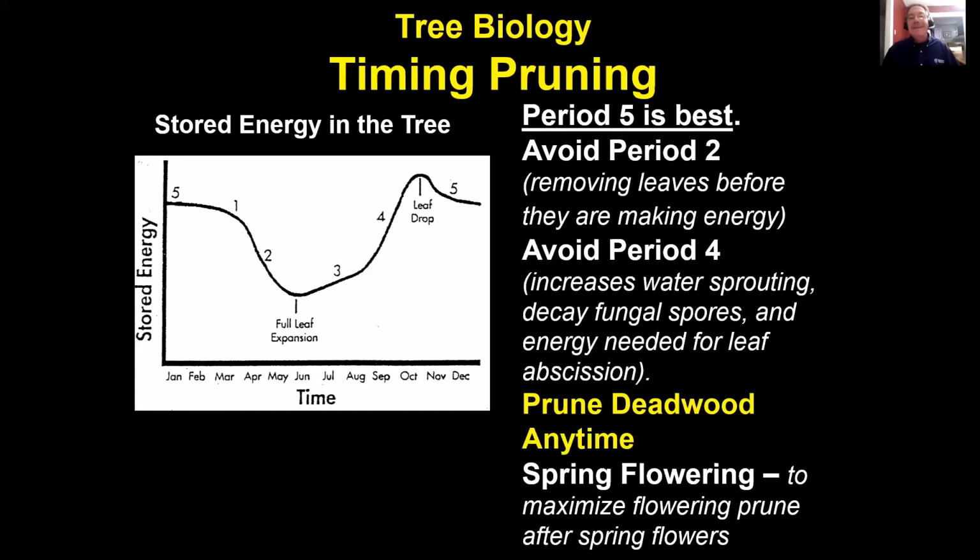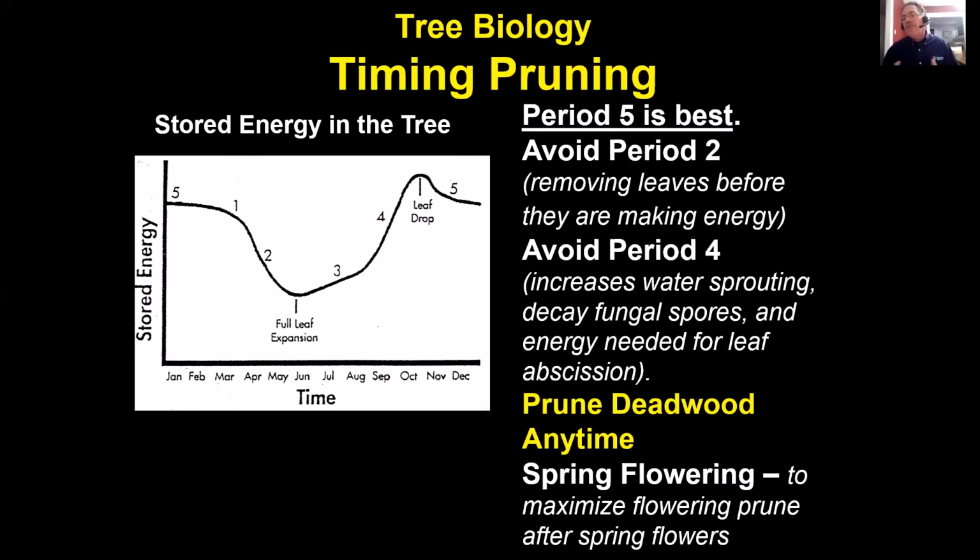Timing of pruning. Timing of pruning. Some people get worried about this sort of thing, and pruning during the dormant season, when they're out of leaf, is good from a health standpoint. It's not the only time to prune, but there's no fungal spores moving about, there's no insects. We can hopefully see the dead wood. We can see branch structure, certainly, because there's no leaves in the way. So period 5, which is the highest part of stored energy, is a great time to prune. But again, not the only time. We can prune dead wood anytime.